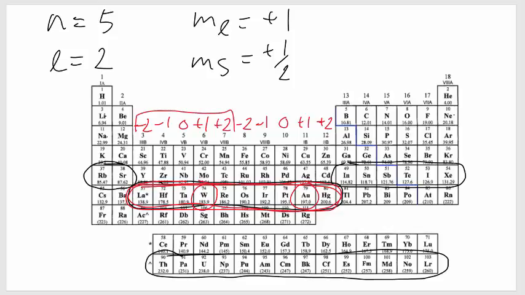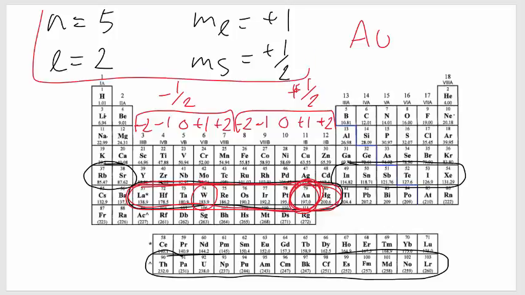So here, this first part will be -1/2. And the second part is +1/2. So with an M sub S of +1/2, there's only one option here, and that is the element Au, gold. So gold has the atomic number of 79, so the 79th electron in gold has this specific set of quantum numbers that would be unique, and all the other 78 electrons have a different set of quantum numbers.